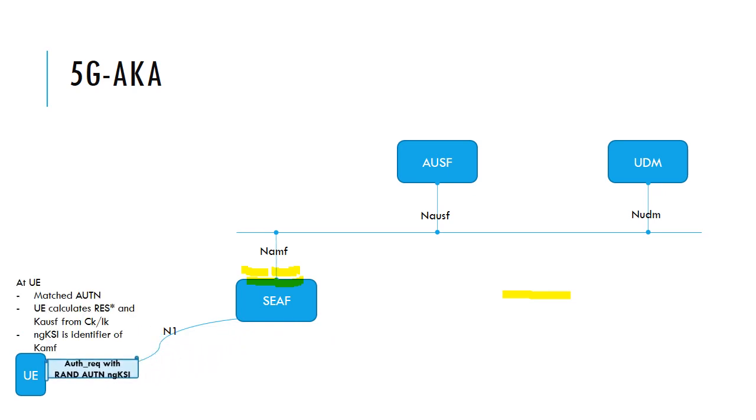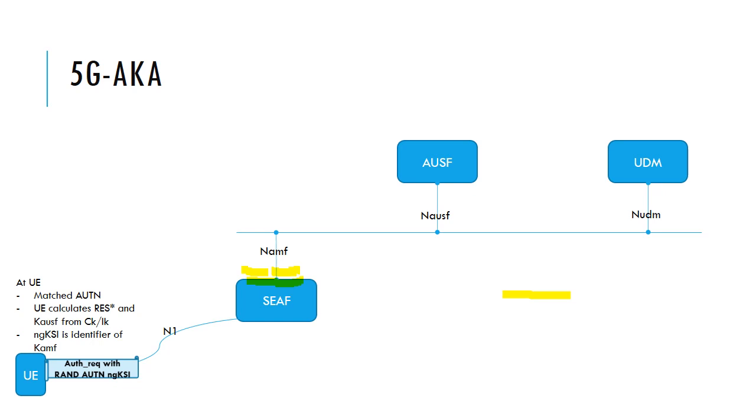Now what will the UE do? The UE will check and match the AUTN that is received from the network with the one it derives from the keys it has, and check if it is matching. This is the network authentication, meaning the UE is authenticating the network, checking whether the network is authentic or not.